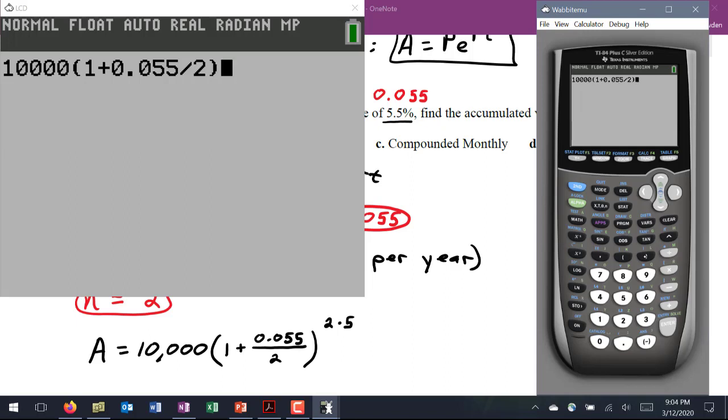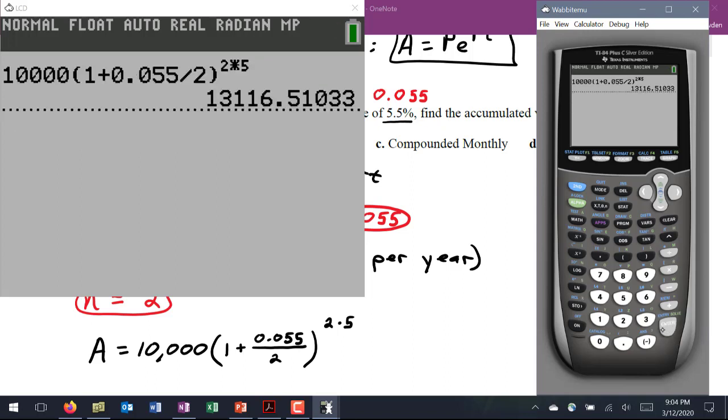Now again, we need to put the exponent thing up above all this, which is that little arrow pointing up. So when I put right here above the division and below clear, we push that button, it allows me to put what should be up in the exponent. So this is to the 2 times 5 power. So this should be exactly what we have down for our formula. And when we hit enter here, we'll get this much money.